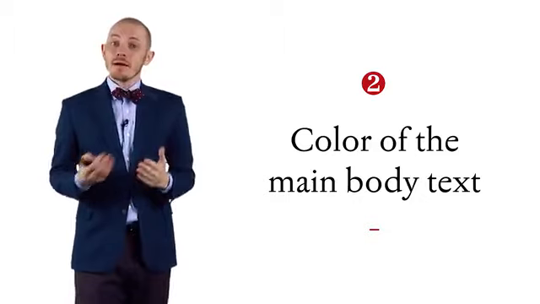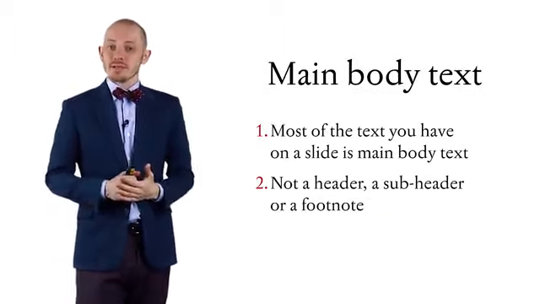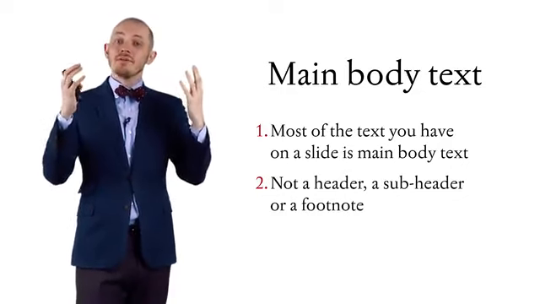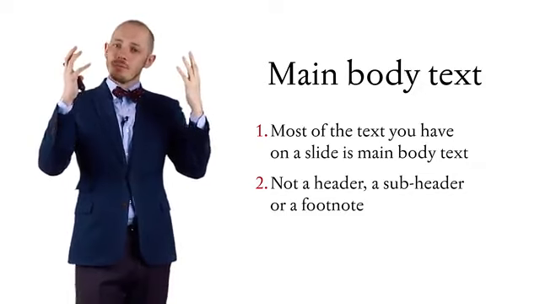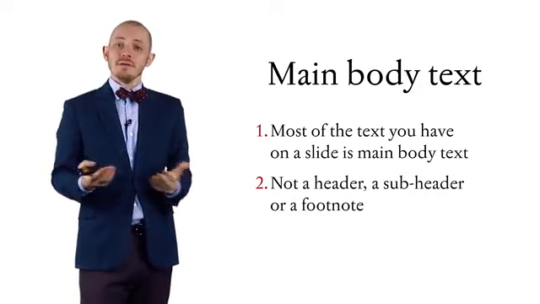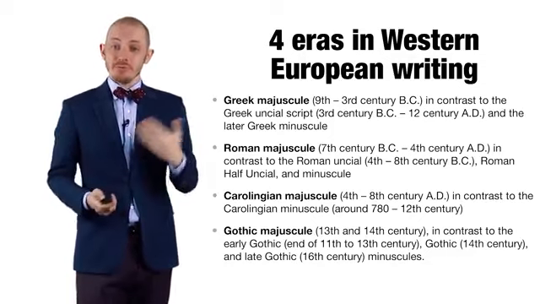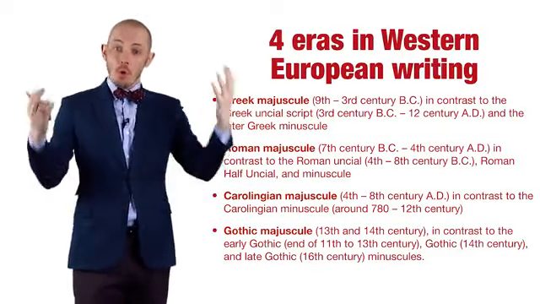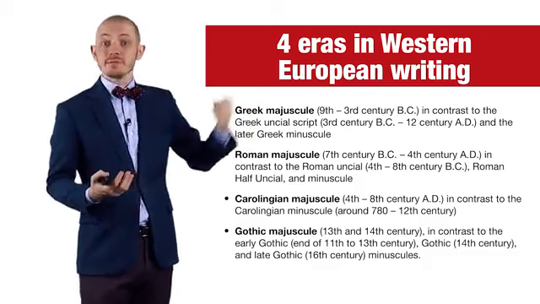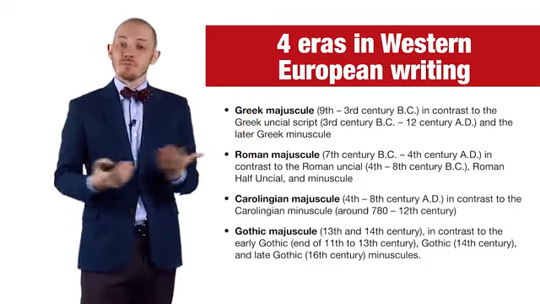Thing number 2, color of the main body text. Now, this is what the main body text is, what's in black. The main body text is what you have apart from headers, subheaders, and footnotes. Most of the text you have on a page is your main body text. Now, your main body text should be black. It shouldn't be blue, it shouldn't be red, it shouldn't be on red. This, however, works, right? Because it's just a header, just a few words, and it's set in a big bold type, and there's no problem with readability.